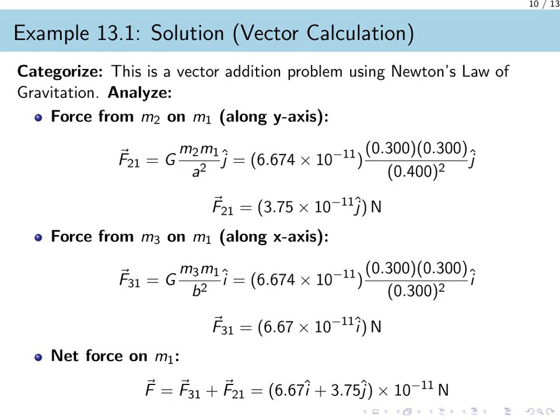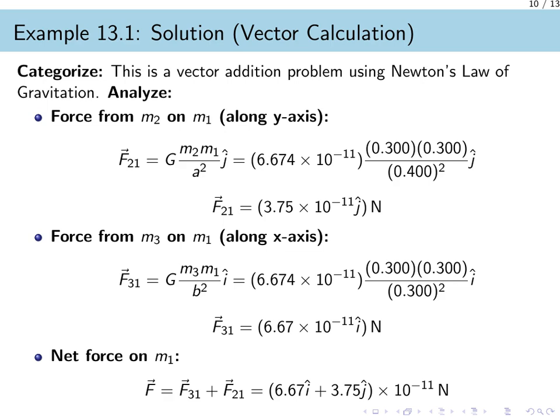Since M2 lies on the y-axis, the attractive force it exerts on M1 is directed purely along the positive y-axis, in the j-hat direction. We apply Newton's law of gravitation, the universal constant G times M2 times M1, all divided by the distance, a squared. Plugging in the values gives a force vector of 3.75 times 10 to the power of negative 11 j-hat newtons.